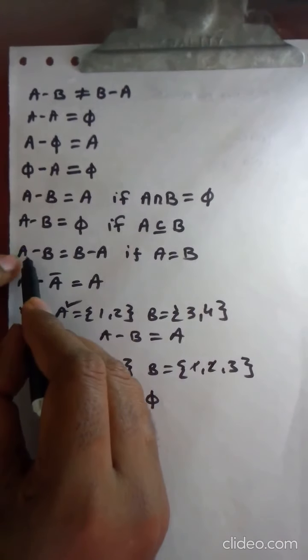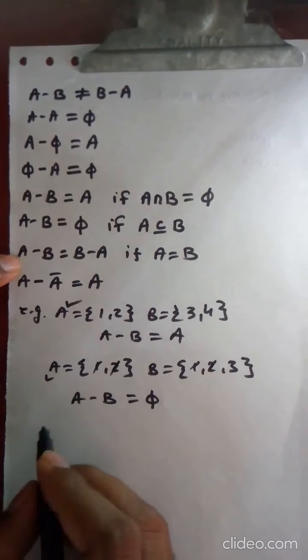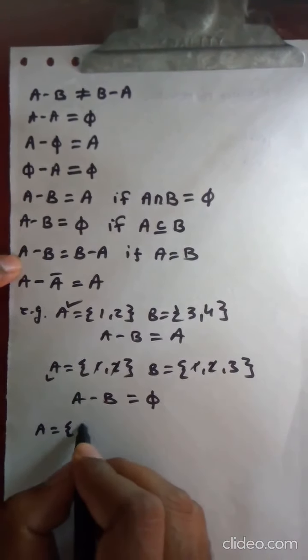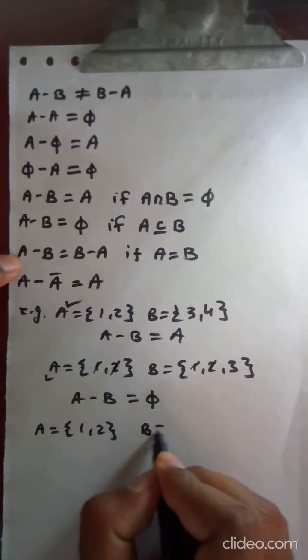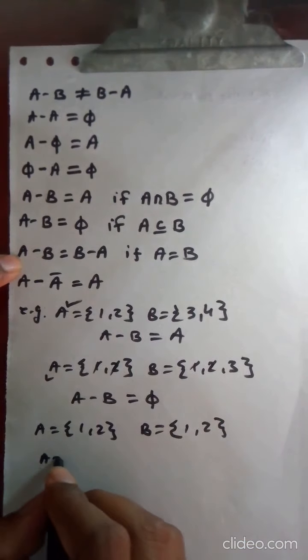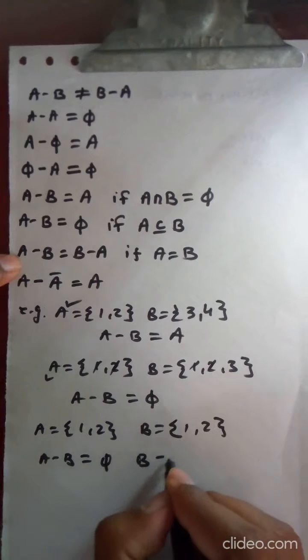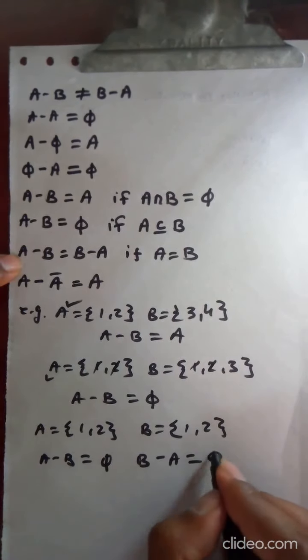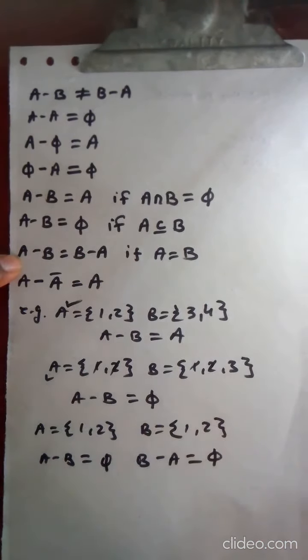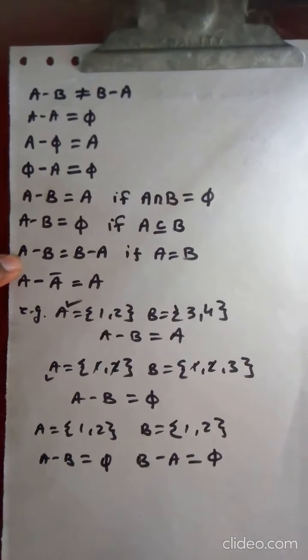So next one, A minus B is equal to B minus A. If A is equal to B, suppose A is equal to {1, 2} and B is again the same {1, 2}. So what is A minus B? A minus B is null, and B minus A is also null. So A minus B is equal to B minus A if A is equal to B. Now the next operation is symmetric difference.